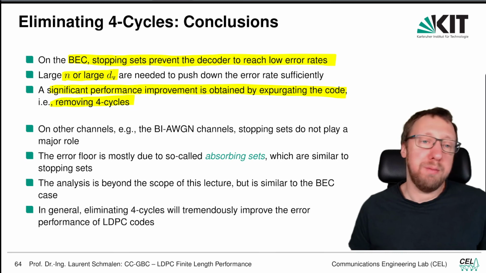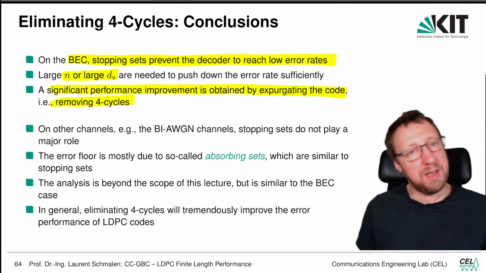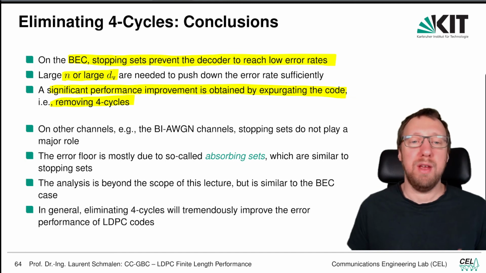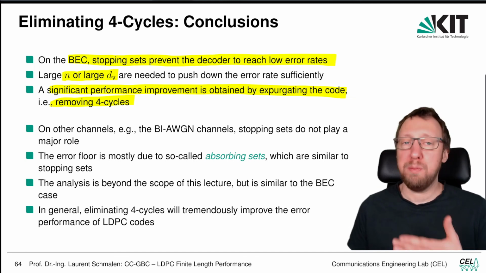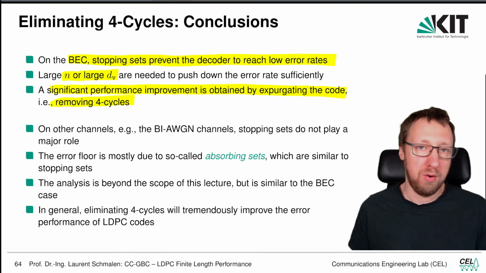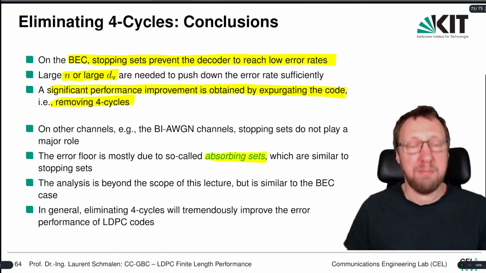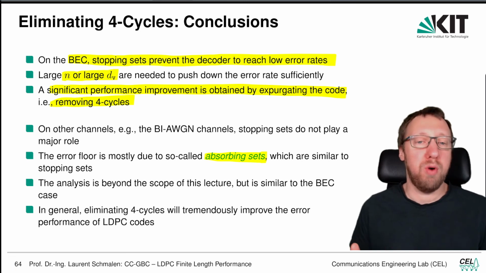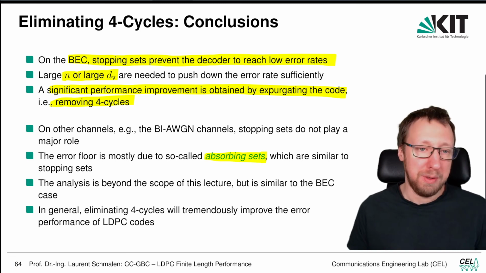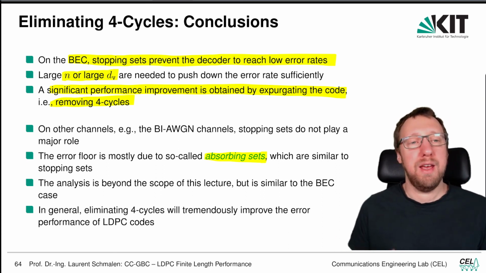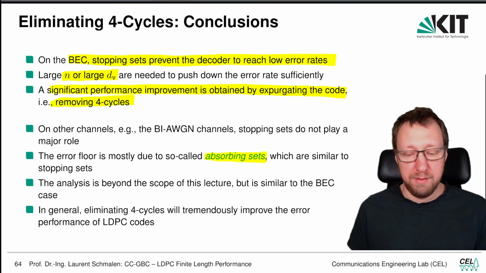So this is for the binary erasure channel. Again, the situation on other channels is not so easy. For instance, on the binary input AWGN channel, the stopping sets don't play a big role. There is something called absorbing sets that play a more important role. They are similar to stopping sets, but defined slightly differently to take into account the behavior of the message passing decoder on the more general channels.